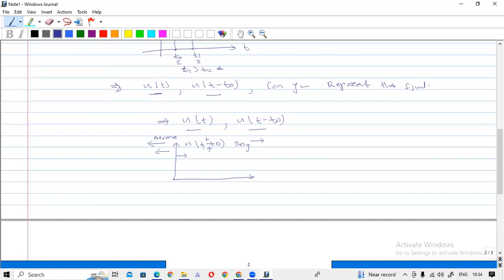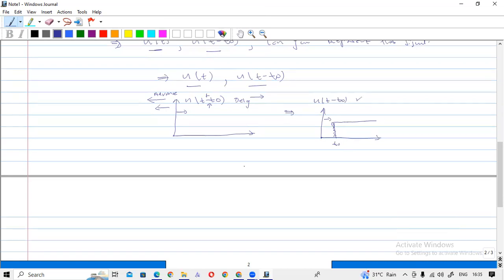u(t minus t naught) is a delay shift. So if I write u(t minus t naught), my signal is shifting this way by t naught. So I have this kind of shifted unit step function. I think this is okay.